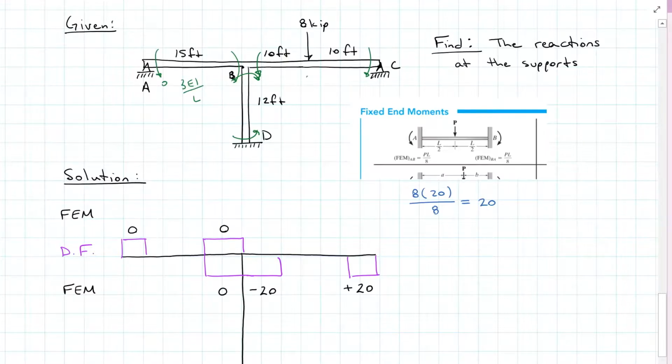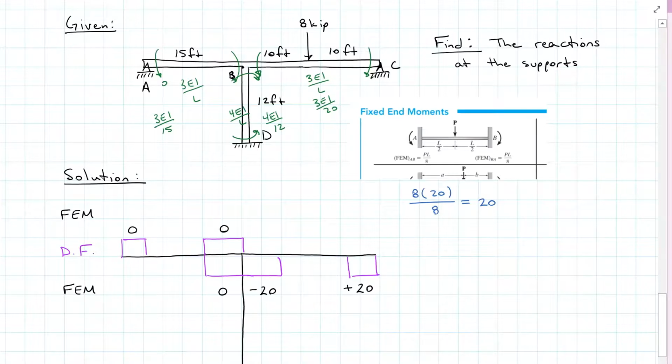Same with BC, 3EI over L. B, however, has 2 pins, if you will, on its side and a fixed end. So it's going to be a 4EI over L. So this is going to be 3EI over 15, 3EI over 20, and 4EI over 12.